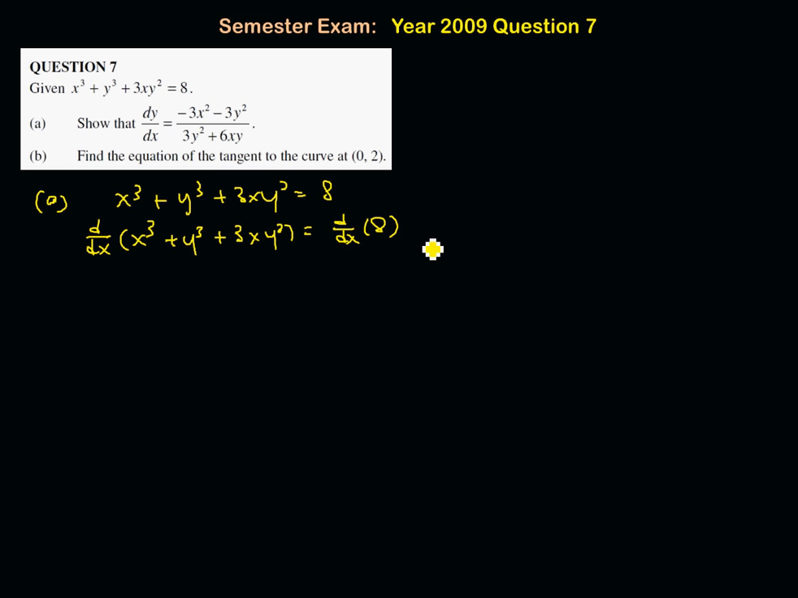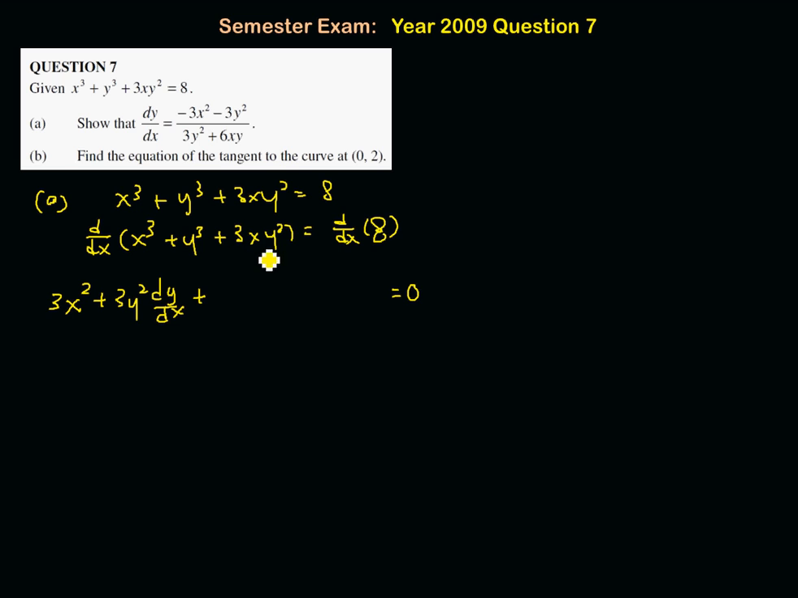I'm just going to deal with the right hand side first because it's the easiest. So differentiating 8, a constant, is going to be 0. And now back to the left hand side: x cubed is going to be 3x squared. And y cubed, you get 3y squared, but because it's a dependent variable, you have to add a dy/dx.